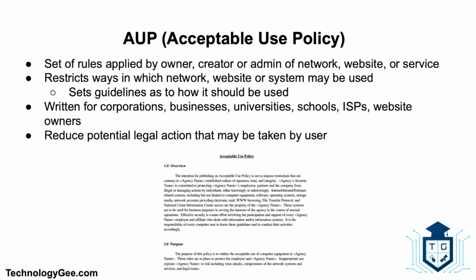Next, we have an AUP, or an acceptable use policy. So an acceptable use policy is a set of rules applied by the owner, creator, or administrator of a network, website, or service that restricts the ways in which the network, website, or system may be used and sets guidelines as to how it should be used. AUP documents are written for corporations, businesses, universities, schools, internet service providers, and website owners, often to reduce the potential for legal action that may be taken by a user, and often with little prospect of enforcement.